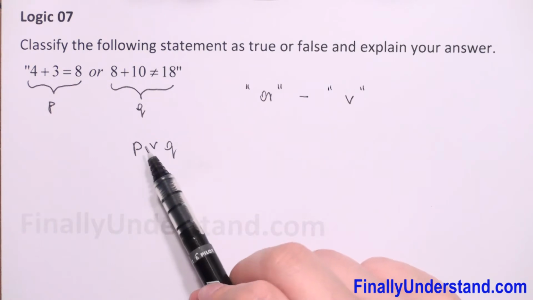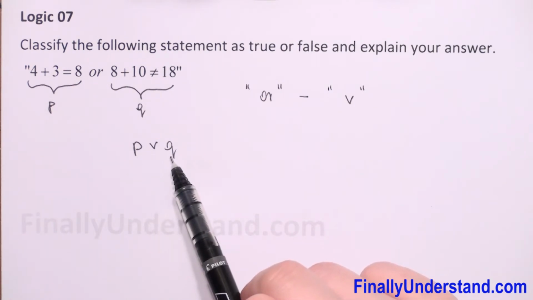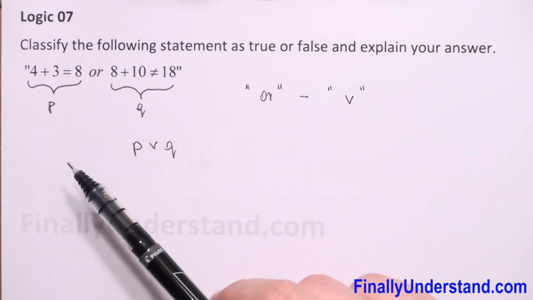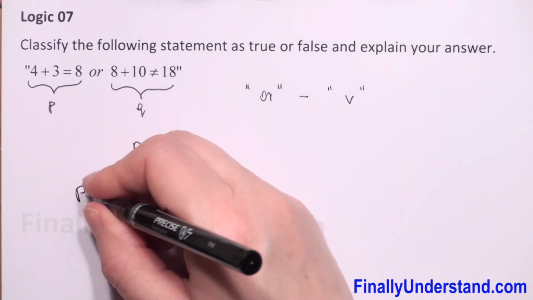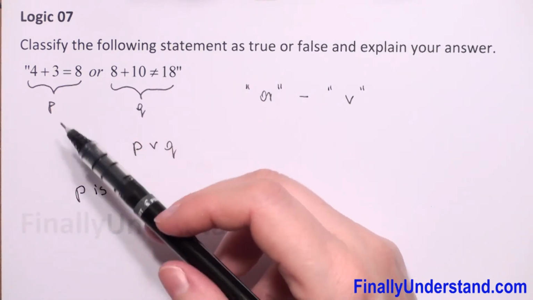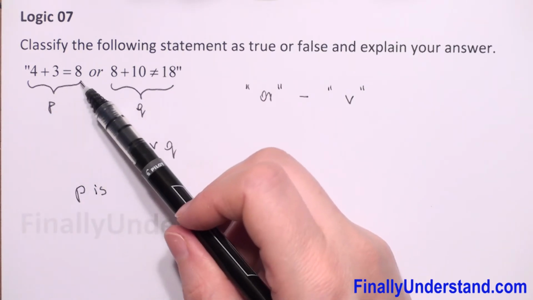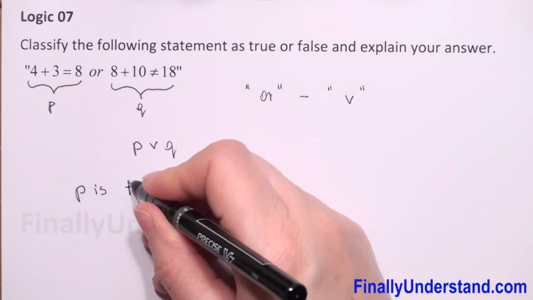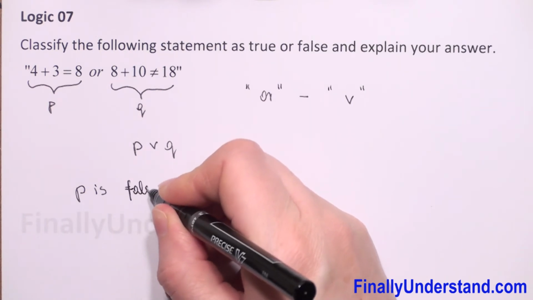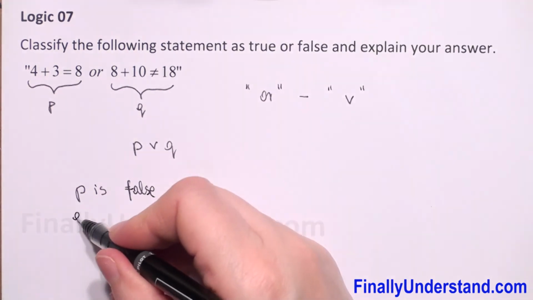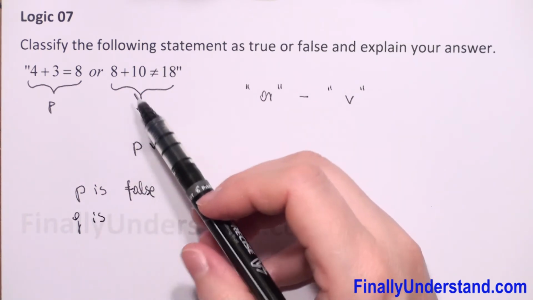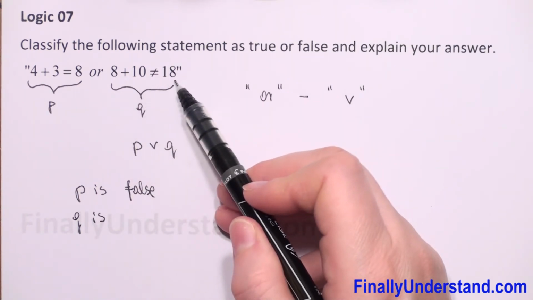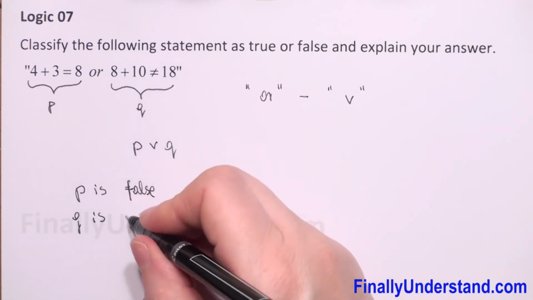Disjunction is false only when both statements are false. So let's check the first statement. P is a simple statement. 4 plus 3 equals 8. 7 equals 8. No. So this is false. Q is 8 plus 10 is 18. 18 is different than 18. No. So this is false.